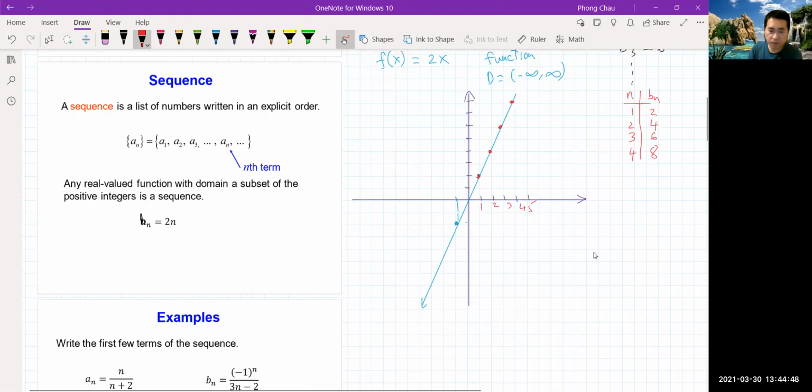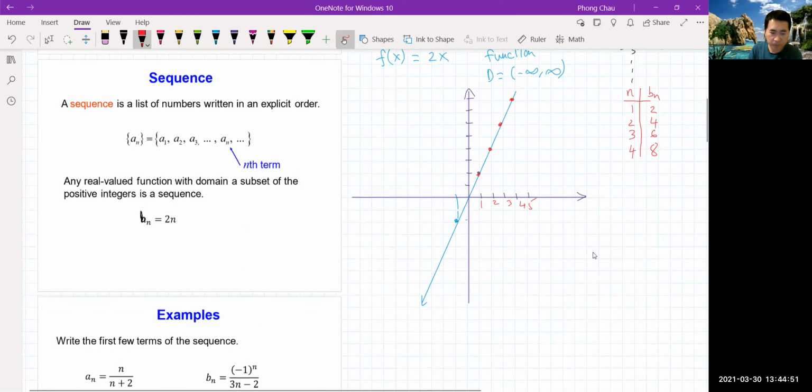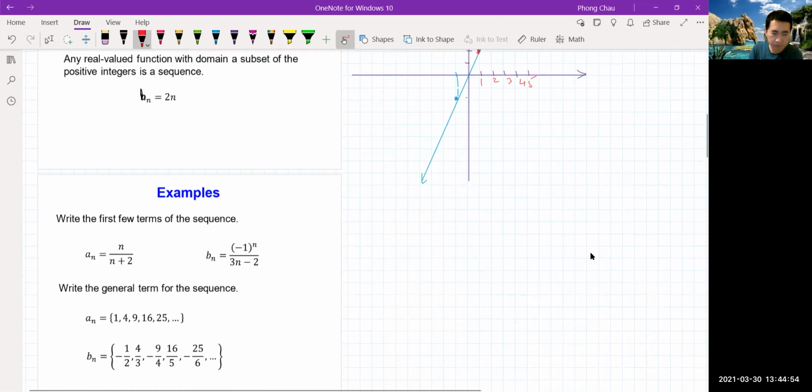Now let's look at a couple of examples here. I have the sequence, right? The sequence here again has the formula a sub n equals n over n plus 2. So we should be able to write the first terms. Let's say for that one, what is a1? What's the first term? We plug 1 in, so that's 1 over 1 plus 2. That looks like a third.